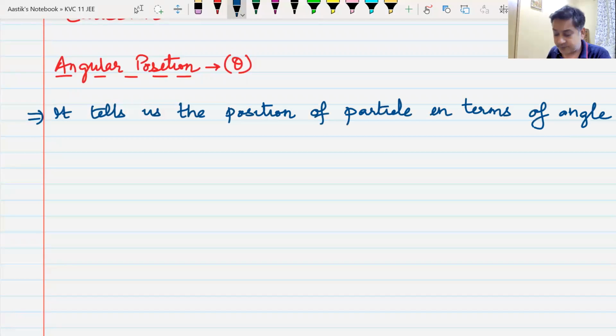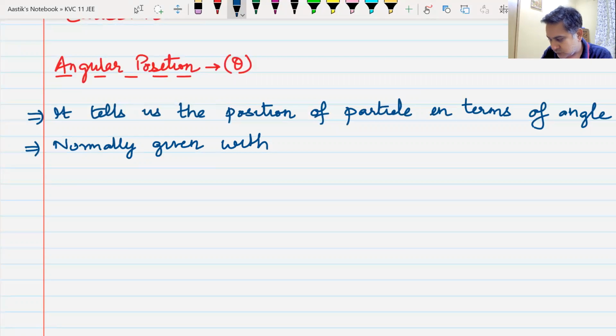In terms of angle, it is normally given with positive direction of x-axis. That is how it should be told, but we may give the position from y-axis, we may give it from negative x also, but normally it is given from positive direction of x-axis.